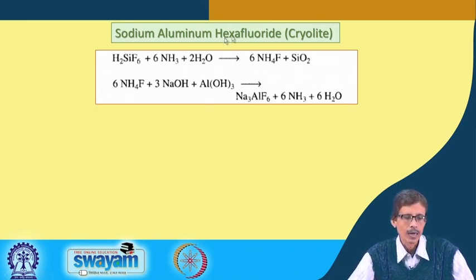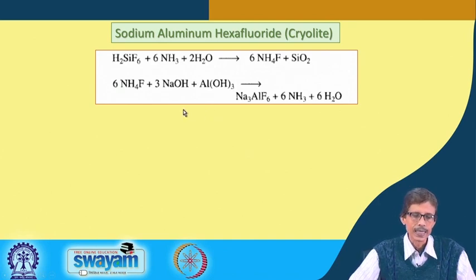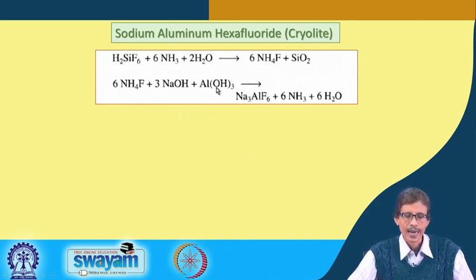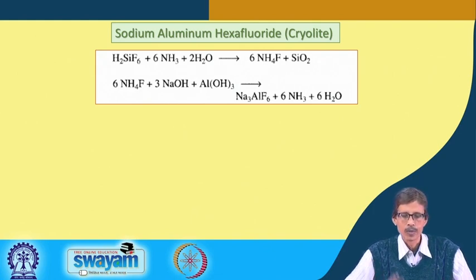So, whatever amount of ammonia, the aqueous ammonia, we were using, we are getting back basically from that second reaction. So, basically the entire reaction is between the silicic acid and your aluminum hydroxide. Two components we are having, one is the corresponding hexafluorosilicic acid and another is aluminum hydroxide, and from that we are making cryolite.